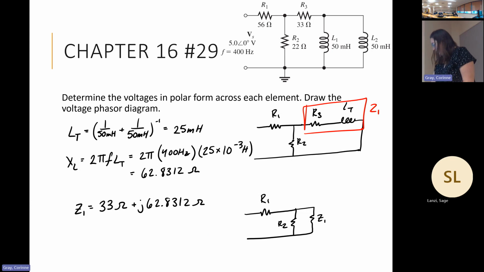So what I want you guys to go through and do is from here, try to find the total value for the inductance.